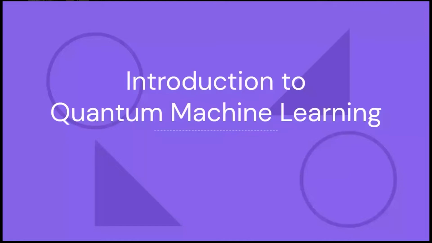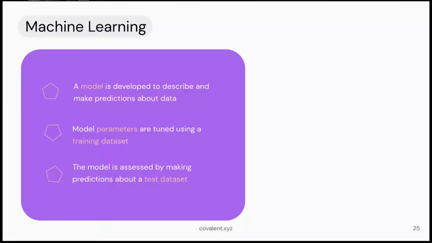Okay, so I'm going to switch gears real quick and talk about quantum machine learning. So before I get there, and this might be familiar to some of you, I'm just going to briefly go over what machine learning is, for example. Machine learning involves developing a model to describe and make predictions about data, and your model parameters or hyperparameters are tuned using a data set.